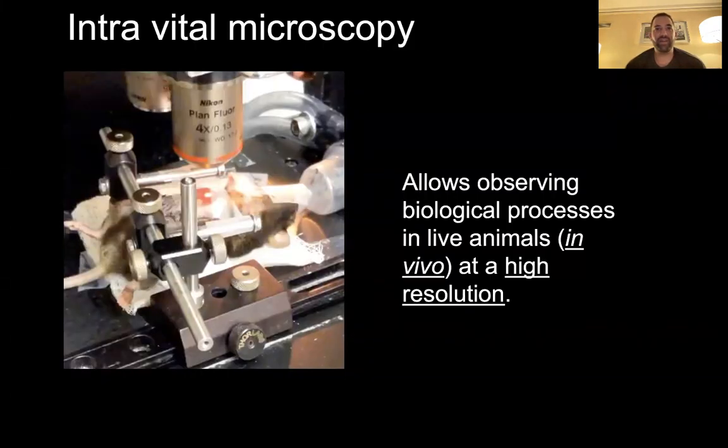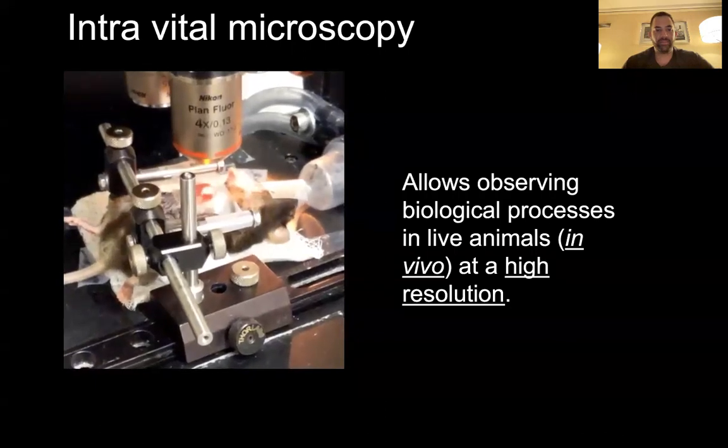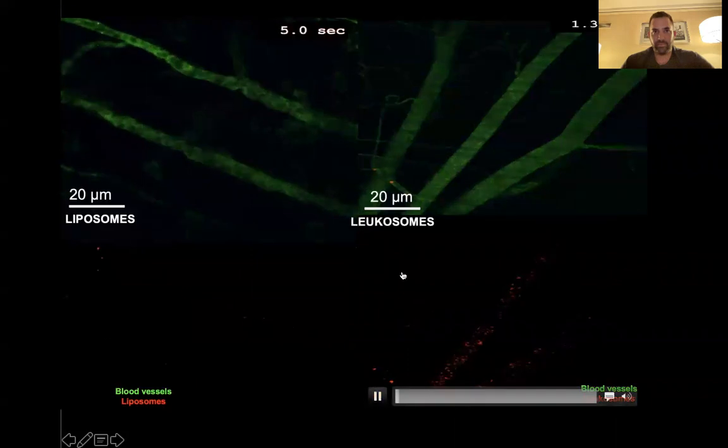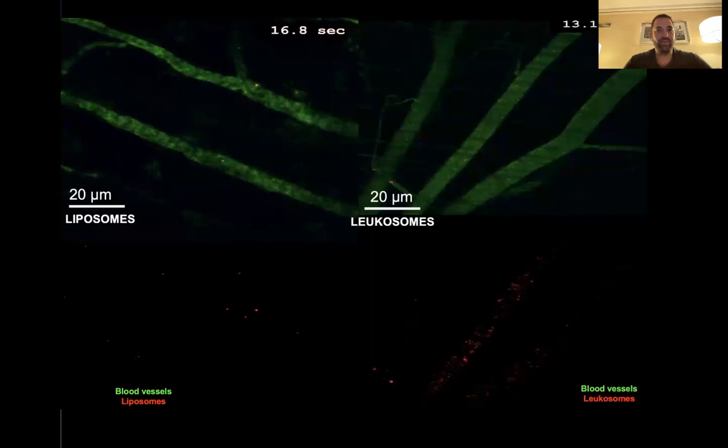We have used intravital microscopy to observe the different nanoparticle circulation patterns in live mice at high resolution. And then we noticed higher circulation time for our leukosomes on the right compared to the liposome circulation. In green, you can see the blood vessels. Red is either liposomes on the left or leukosomes on the right.